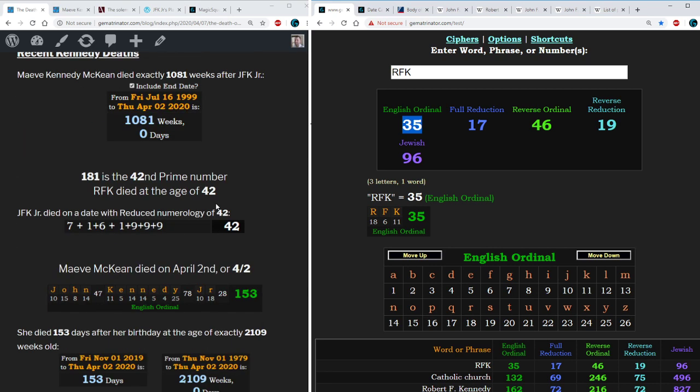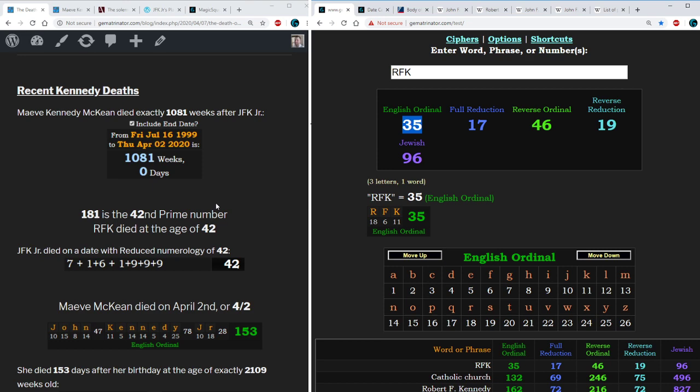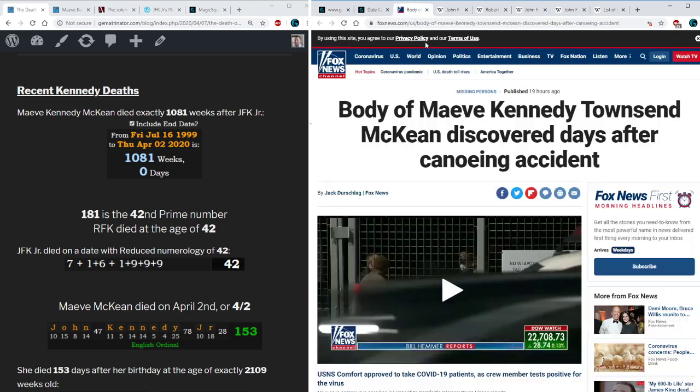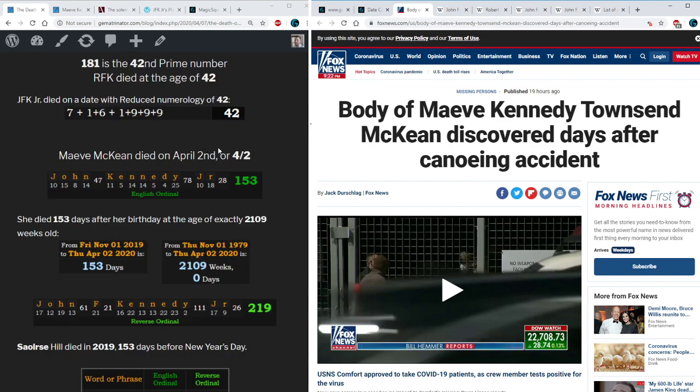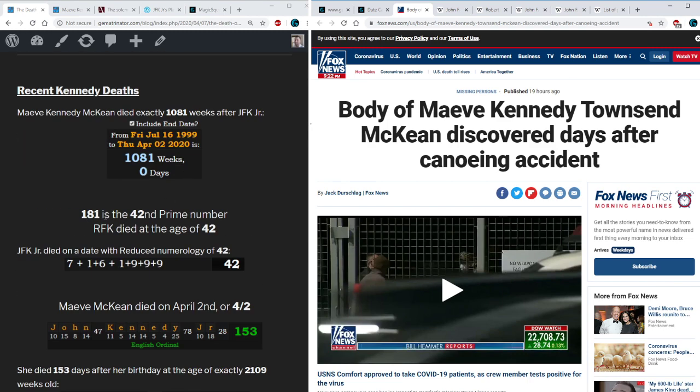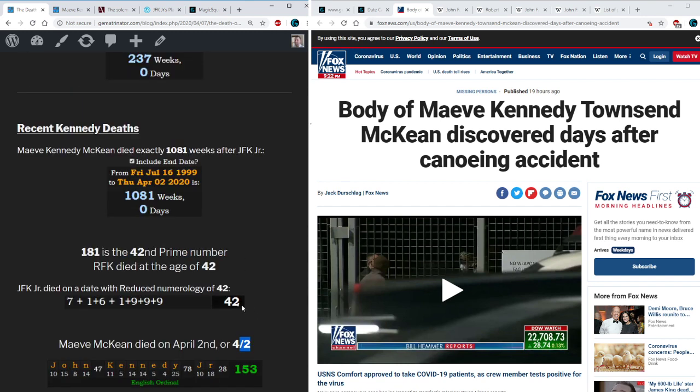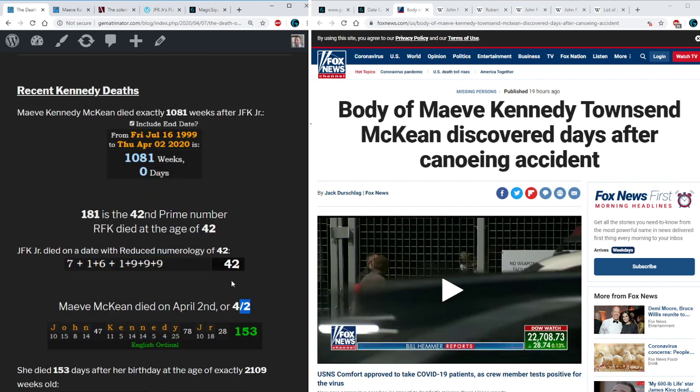So next we're going to talk about how these deaths tie into the recent deaths of Saoirse Hill and now Maeve Kennedy Townsend. RFK died at the age of 42. JFK Jr. died on a date with 42 numerology. And now on the date April 2nd, which is written 4/2, we get the death of Maeve McKean. And the 42nd prime number is 181. She died exactly 1,081 weeks after JFK Jr.